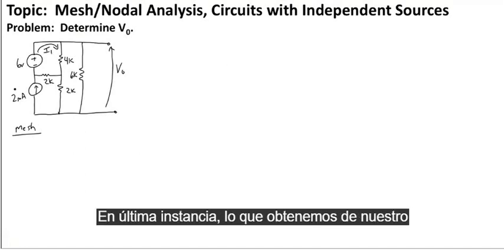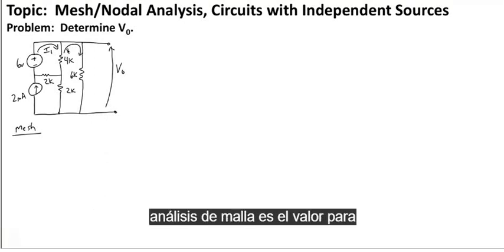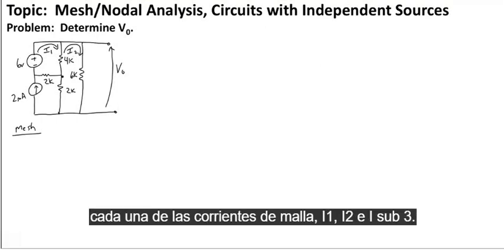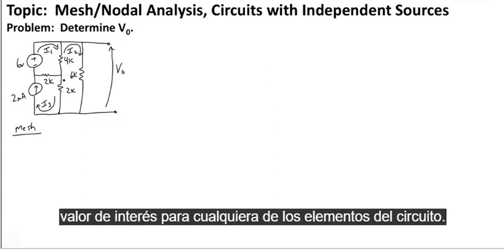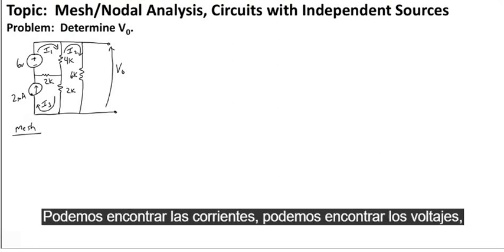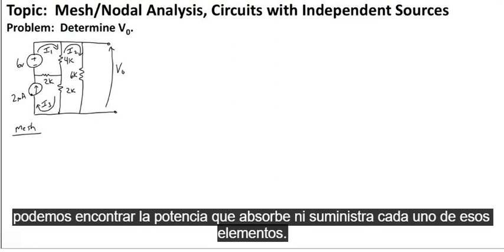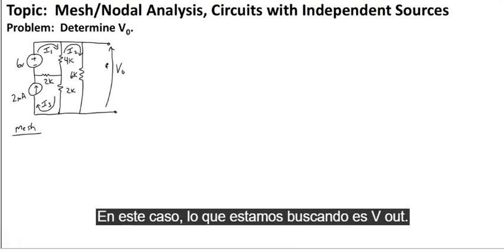Ultimately, what we get from our mesh analysis is the value for each of the mesh currents, I1, I2, and I sub 3. Once we know those three currents, we can find any other value of interest for any of the elements in the circuit. We can find the currents, we can find the voltages, we can find the power that's absorbed or supplied by each of those elements. In this case, what we were looking for is V out.